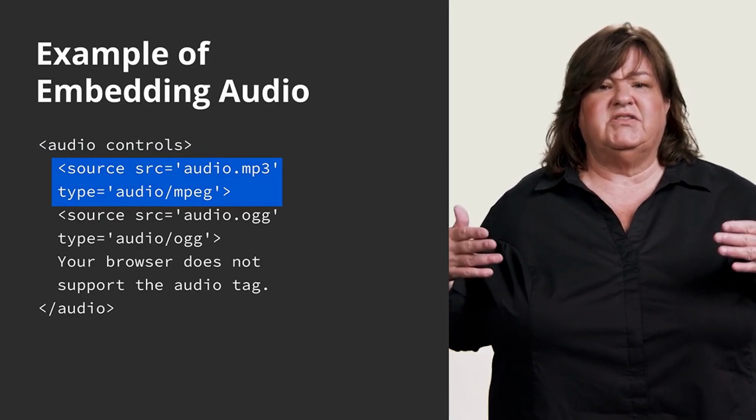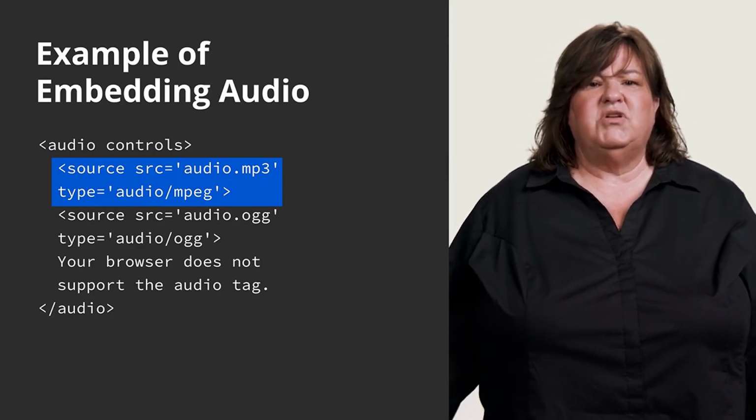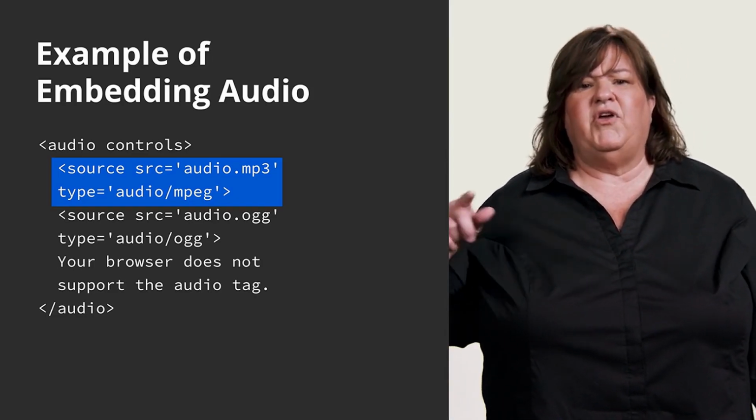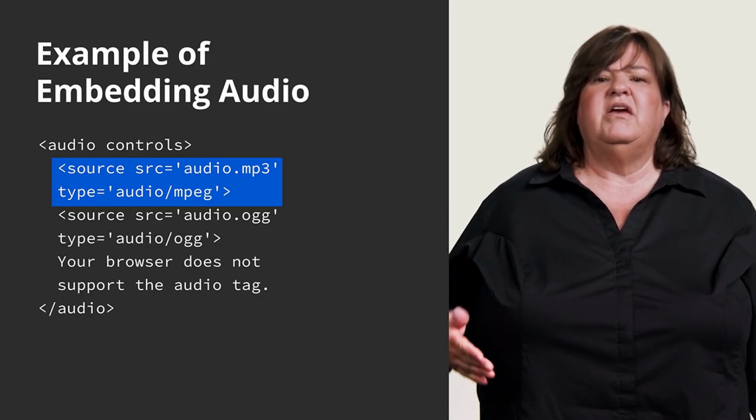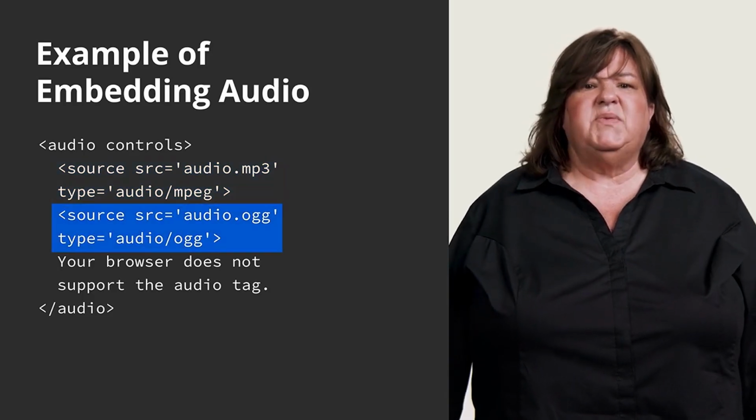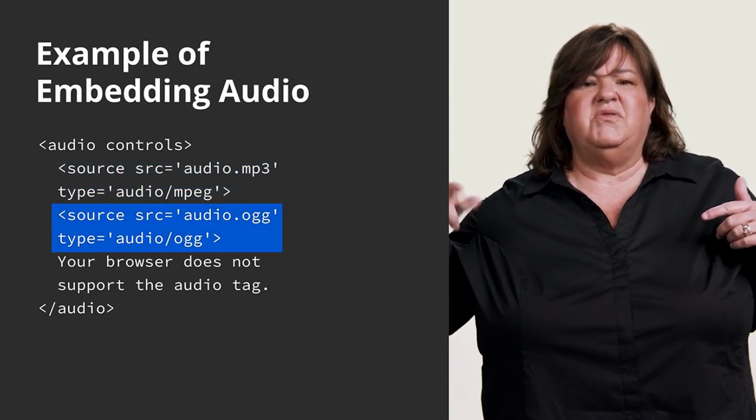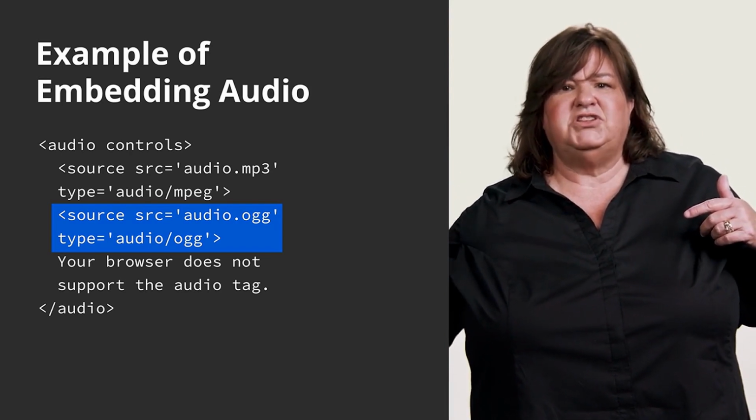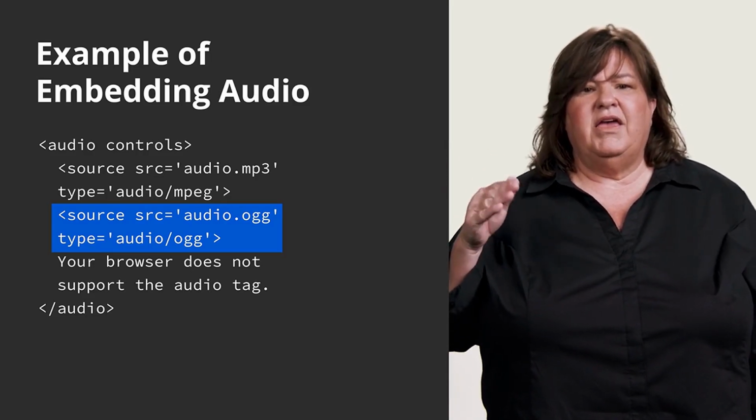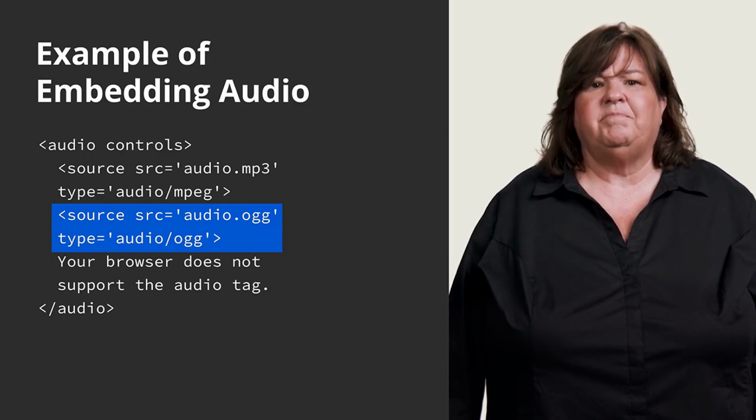The first is src equals audio.mp3, which points to the MP3 version of the file, and the type equals audio/mpeg specifies that this is an MP3 format. Next, we include another source with source equals audio.ogg, pointing to the OGG format, and type equals audio/ogg to define it as an OGG file.